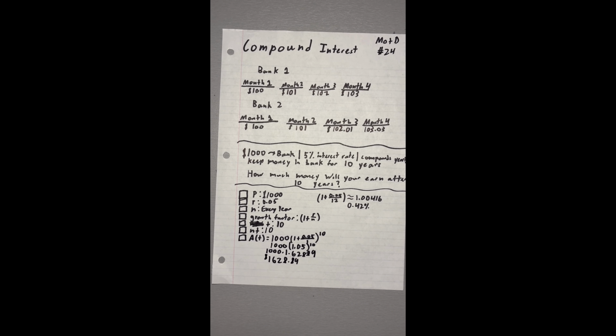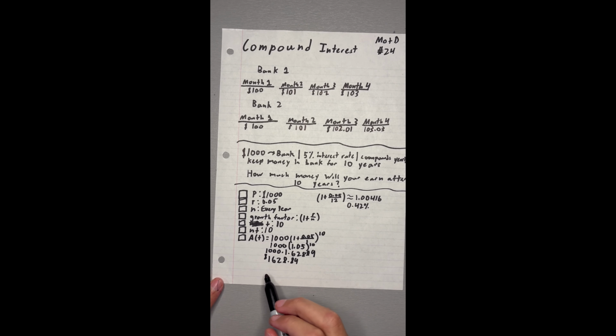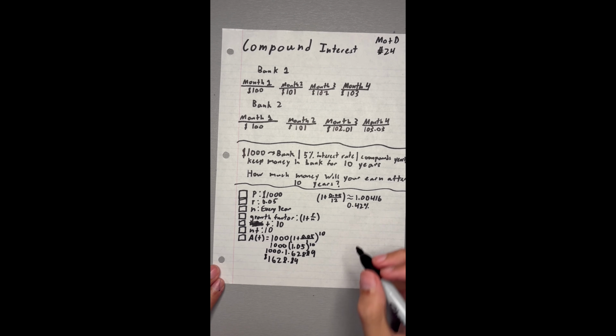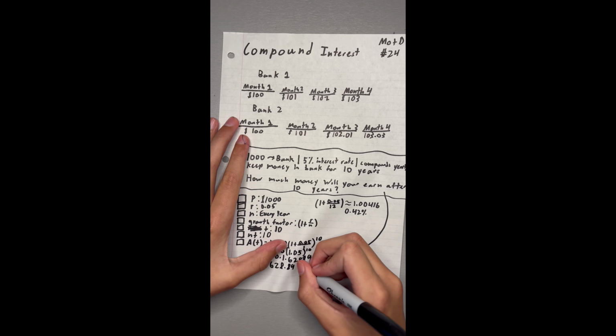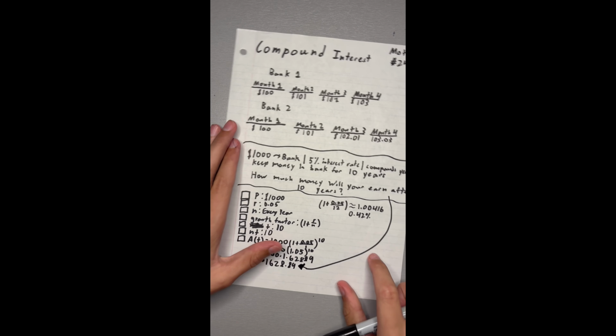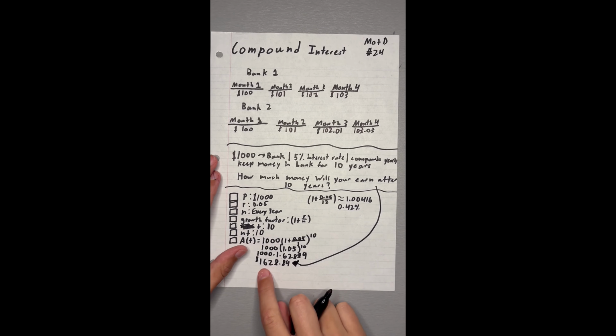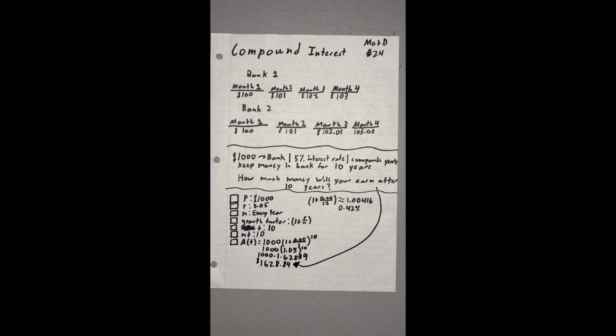This means that after 10 years of investing in this compound interest bank, you earn $628.89 and end up with $1,628.89. So this is, oh, my arrow looked terrible. This is our answer, $1,628.89, and you'll earn about $629.